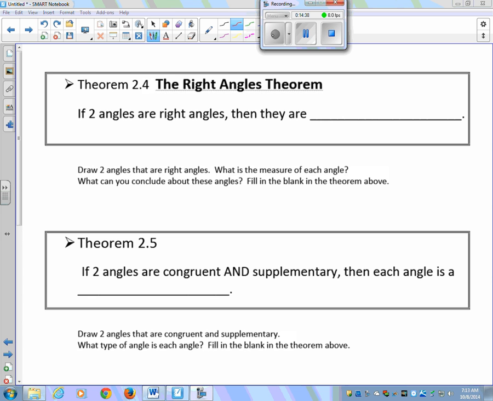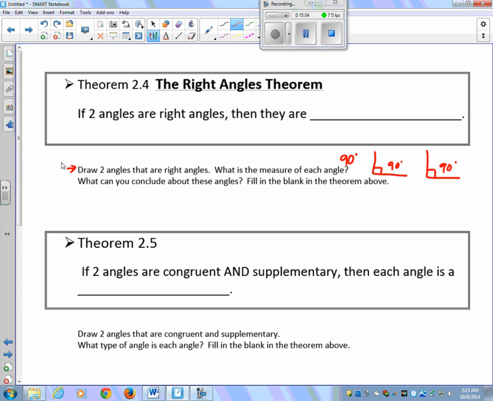Okay, so we have the right angles theorem. If two angles are right angles, then they are blank. So let's discover this a little bit. Draw two angles that are right angles. All right, there's one right angle. There's another right angle. How many degrees is each angle? Hopefully we remember that each angle is 90 degrees.